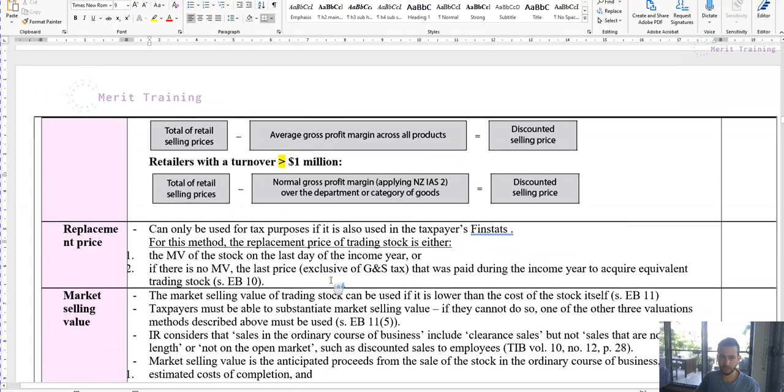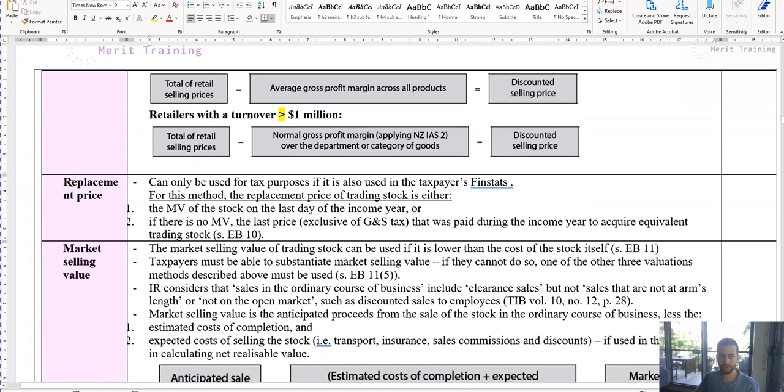And then the next valuation method is replacement price. So again, you can only use this for tax purposes if this is used in the taxpayer's FinStats. So for this method, the replacement price of trading stock is either 1, the market value of the stock on the last day of the income year, or 2, if there is no market value, the last price, inclusive of goods and services tax, that was paid during the income year to acquire equivalent trading stock.